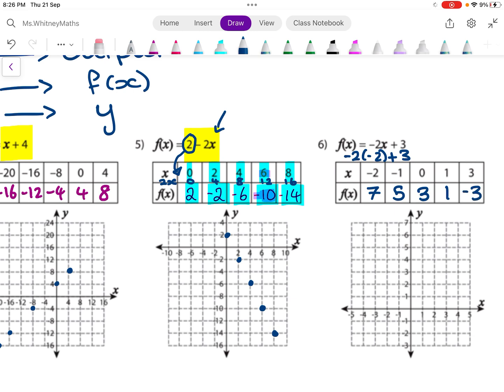So negative 2 times 1 is negative 2, plus 3 is 1, and then 3 times negative 2 is negative 6, plus 3, yeah, negative 3. Now I'm going to plot those points. So we're going to go negative 2, 7, so it's going to be here, negative 1 and 5, 0 and 3, 1 and 1, and 3 and negative 3. So those are our points where our function exists.